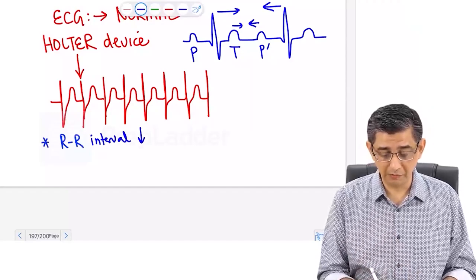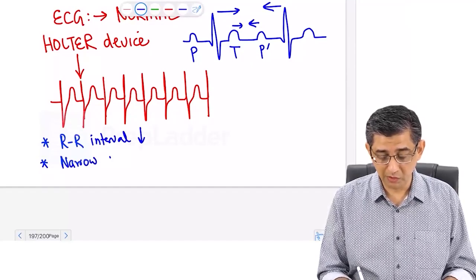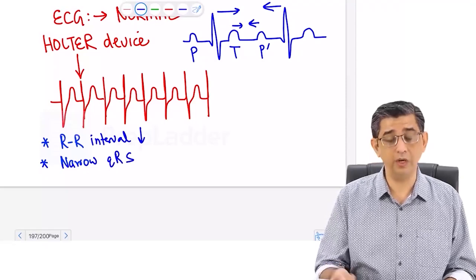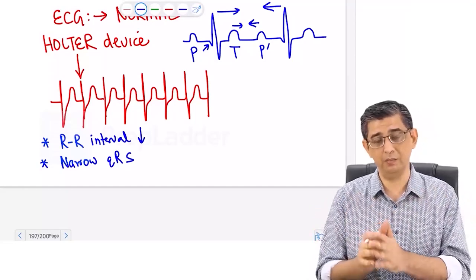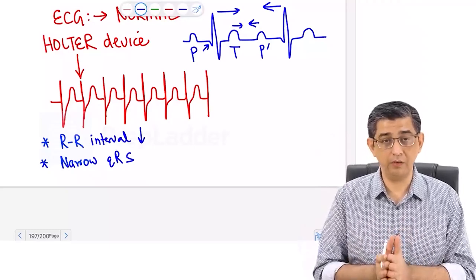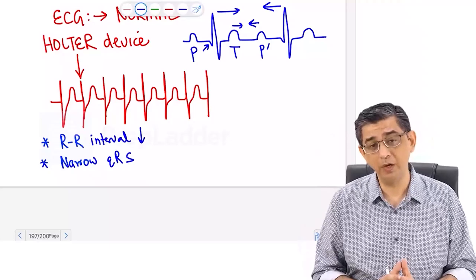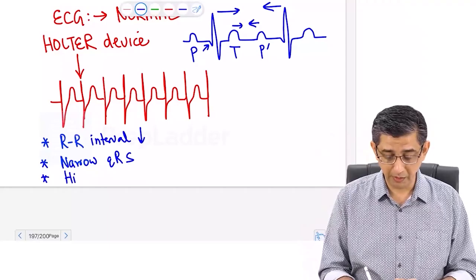The second feature, which is very characteristic of this condition, is a narrow QRS complex. Normally, whenever I draw a QRS, I draw it very luxuriously, taking some space, taking some time: Q, then R, then S. Now when you look at the ECG that I've drawn in red, you can see that the QRS complexes are literally jumping on each other. Apart from this, I'm also highlighting the fact that there would be hidden P waves.